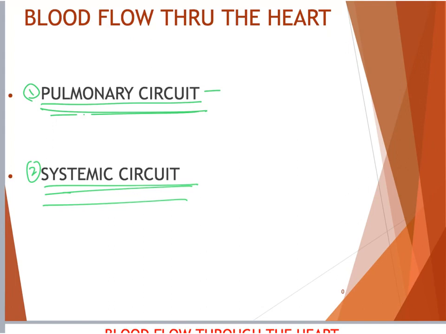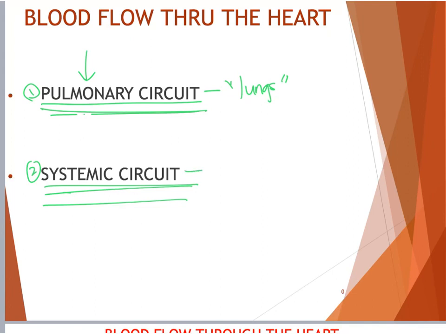So, our first one is the pulmonary circuit. When you see pulmonary, I want you to think lungs, okay? And so the pulmonary circuit includes blood vessels that carry blood to and from the lungs. It relies on the right side of the heart as its pump. It is a short, low pressure circulatory pathway, and this is where gas exchange occurs.